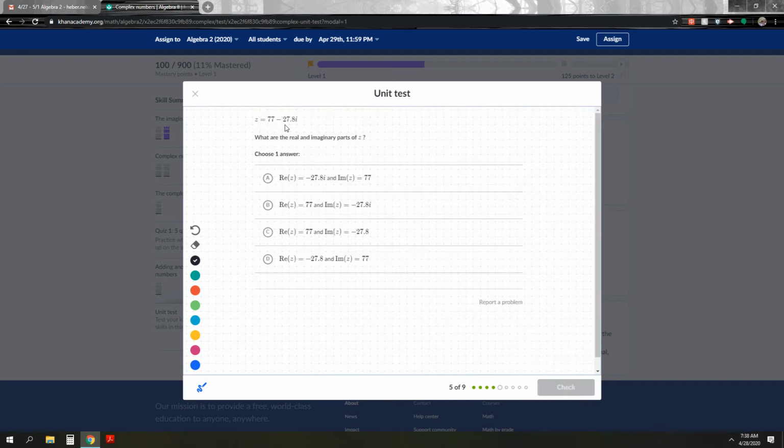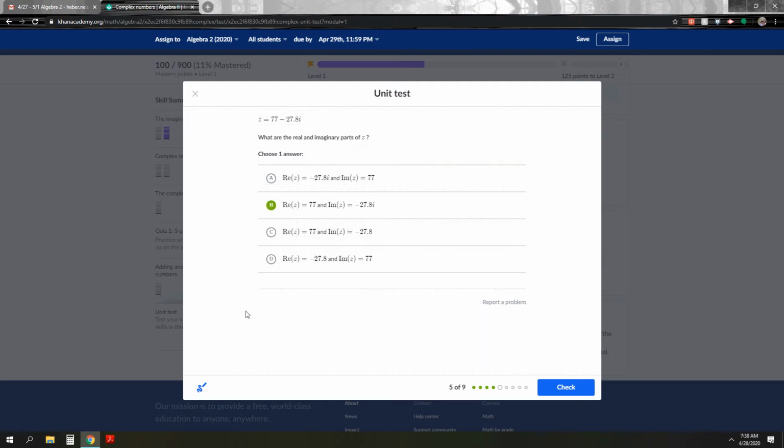Z equals 77 minus 27.8i. What are the real and imaginary parts? The real part is the part without the i. So the real part of Z is 77, right? So this could be the answer, or this could be the answer. What is the imaginary part? Well, the imaginary part is this part, the negative 27.8i. And so you're tempted to pick either of these. It's going to be this one because this is the whole imaginary part.